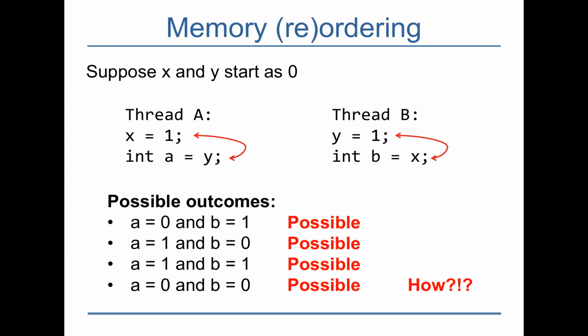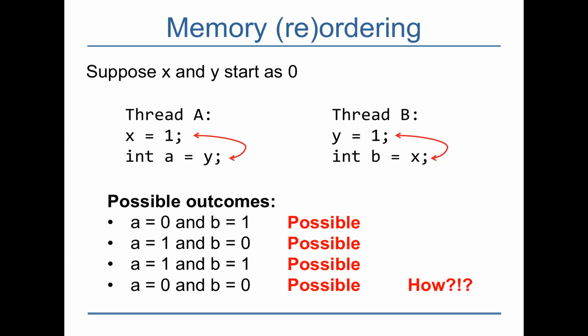We have 2 threads, thread A and thread B, and let's say x and y are initially 0. In thread A, x equals 1, and in thread B, y equals 1. That's what we're going to set. Then later in thread A, we're going to have a equals y, and in thread B, b equals x. So now, guess what? All possibilities exist: a and b are both 0, a and b are both 1, a is 0 and b is 1, and a is 1 and b is 0. Everything is potentially possible.